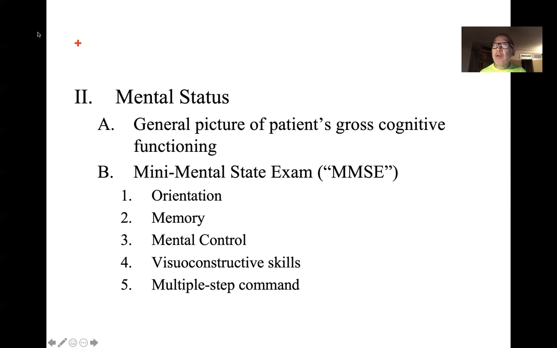Visual constructive skills, right? You might ask them to draw an object like a clock, and so on. And then multiple step commands, right? So in the MMSE, you ask them to read something and then to take the piece of paper and place it somewhere. Okay. So again, it's a rough and dirty way to assess someone's overall functioning and specific areas, not to take the place of neuropsych testing, but to allow you to determine whether you need to refer the person for testing and what your referral question may be.